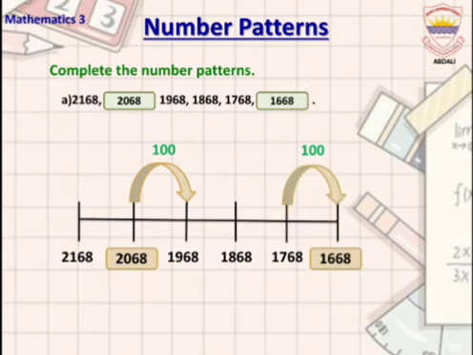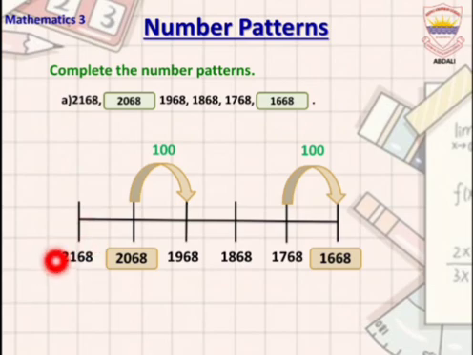Now students, let's find our last number. Students, when we subtract 100 from 1768, we get 1668. Students, we complete our number line.